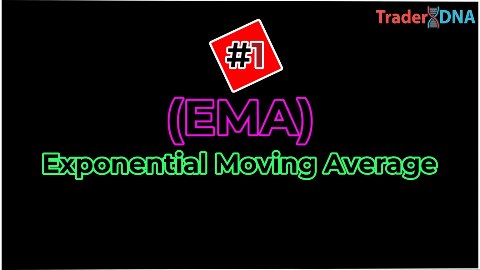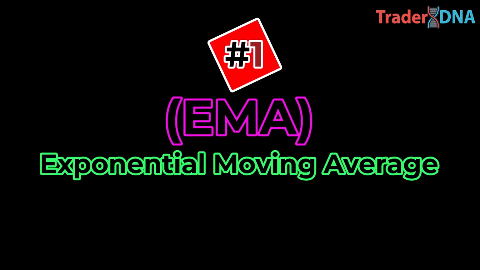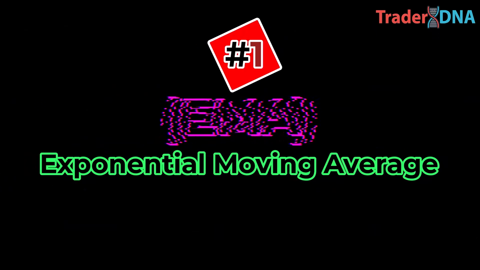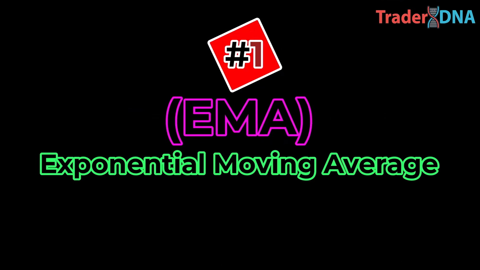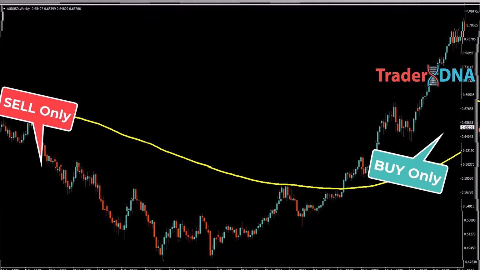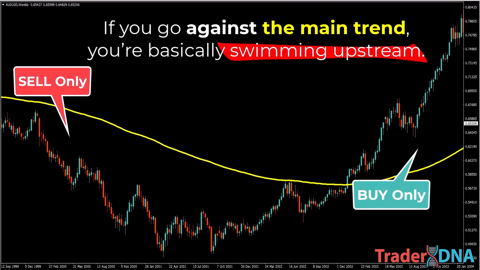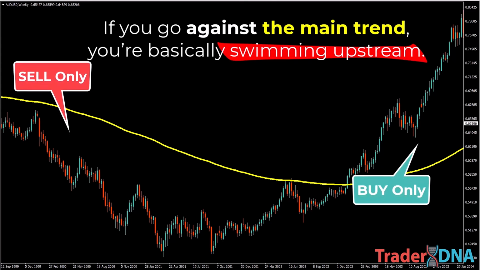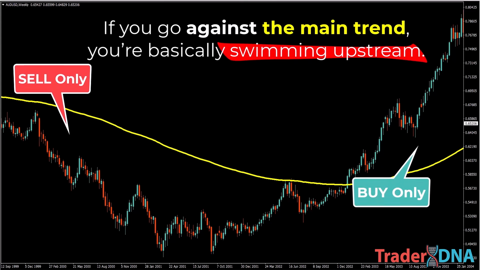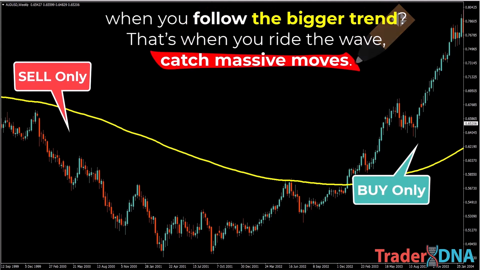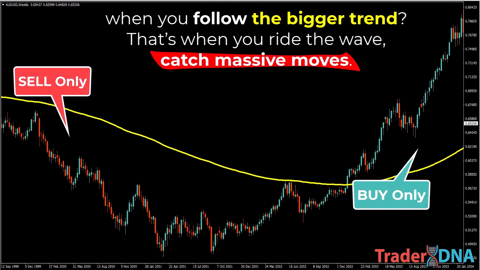Alright guys, listen up, because this is where trading gets super exciting. The very first step in this strategy is using the exponential moving average, or EMA, and trust me, you need this to lock in the bigger trend so you're not fighting against the market. Because here's the deal, if you go against the main trend, you're basically swimming upstream. You'll waste energy, take unnecessary risks, and most of the time, you'll lose. But when you follow the bigger trend, that's when you ride the wave, catch massive moves, and do it with a much smaller stop loss. That's how traders win big over the long run.